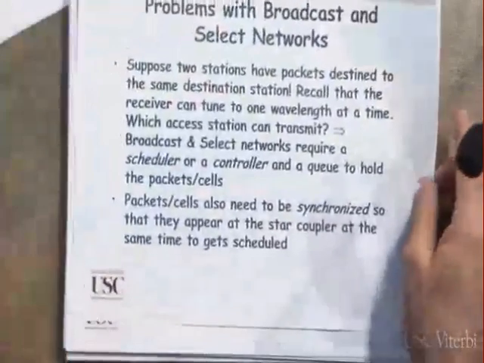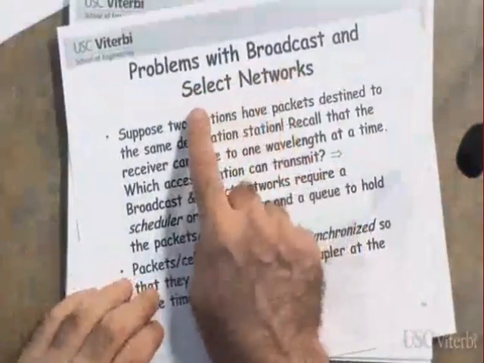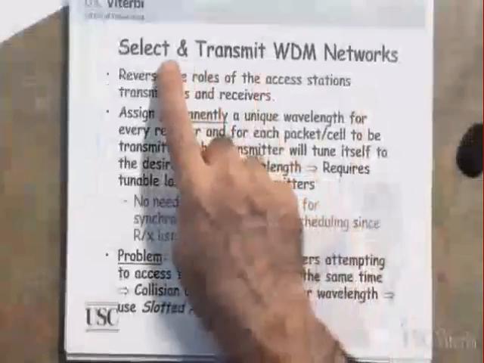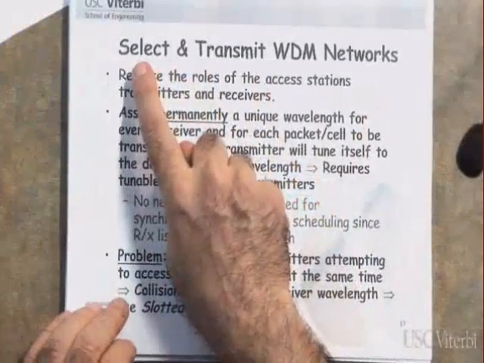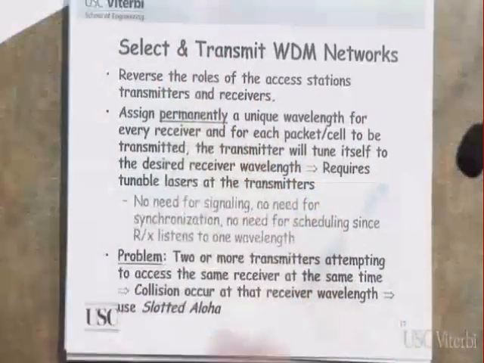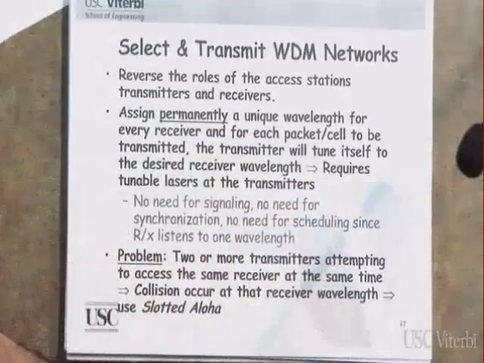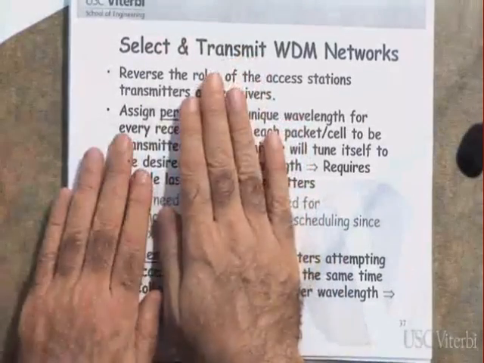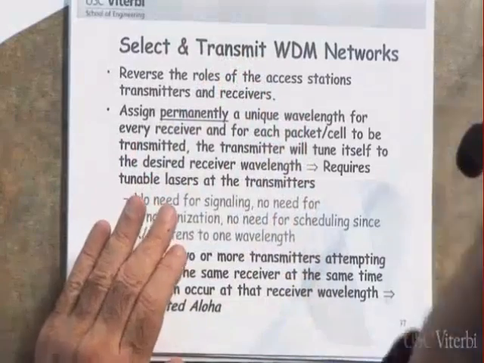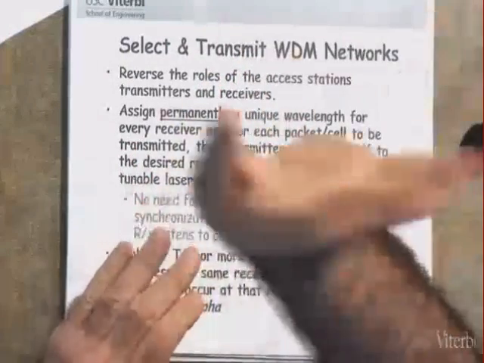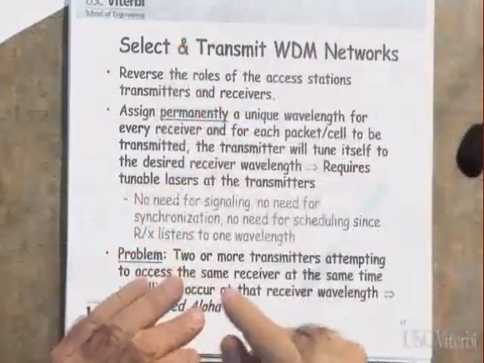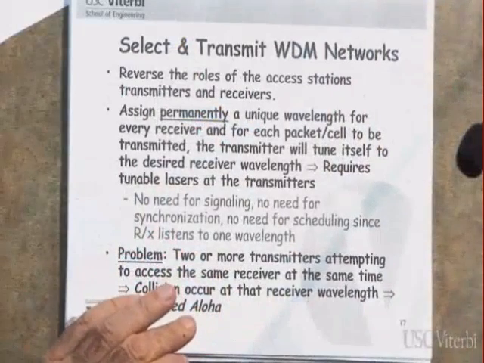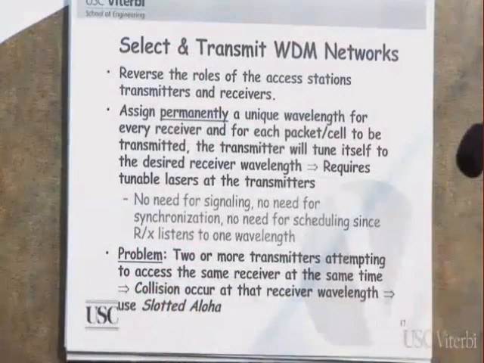Did you understand the broadcast and select? Now, next time, we will look at the next type, which is called select and transmit. In select and transmit, it is exactly the opposite of broadcast and select. The transmitter is tunable, but the receiver is not tunable. In other words, the receiver can receive only at one wavelength, but the transmitter is tunable. You can transmit at multiple wavelengths.